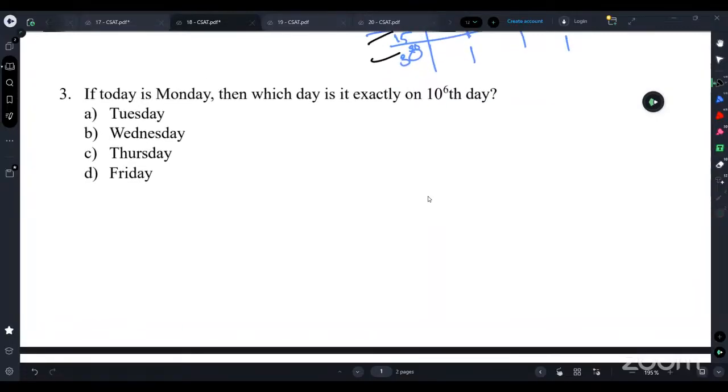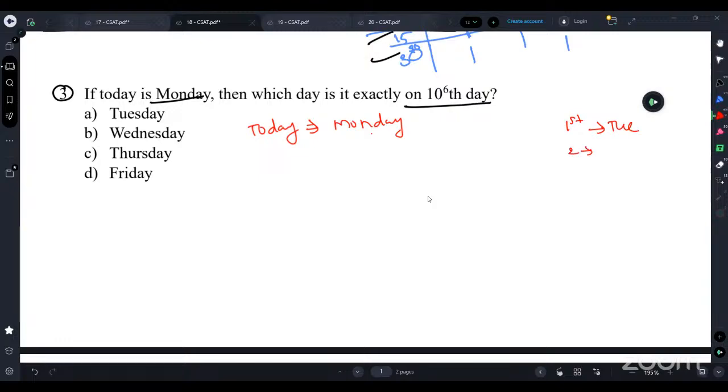Okay, see now guys. If today is Monday, then which is the day exactly on 10 raised to 6th day? How do you solve such questions, guys? Let's say for example, if today is Monday, and we start with today. Now, what will be the first day after this Monday? It will be Tuesday, right?